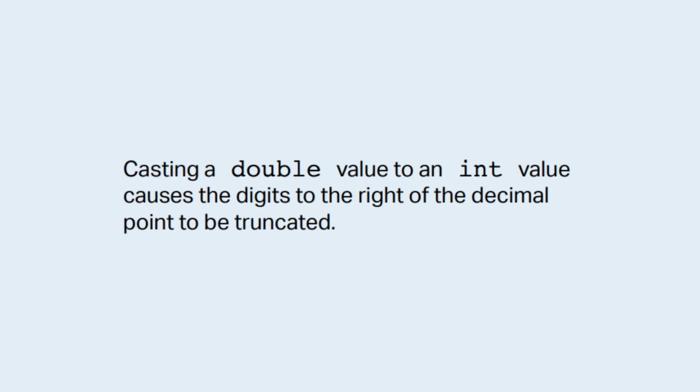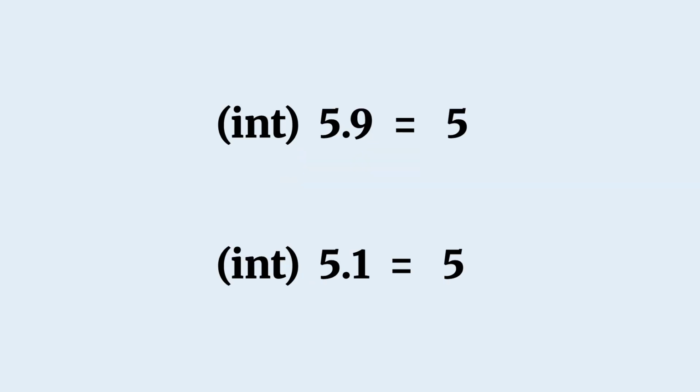Casting a double value to an int value causes the digits to the right of the decimal point to be truncated. A very common mistake is to assume that casting a double to an int will round the value. Do not fall for such tricks. No matter what comes after the decimal place, it will be truncated.